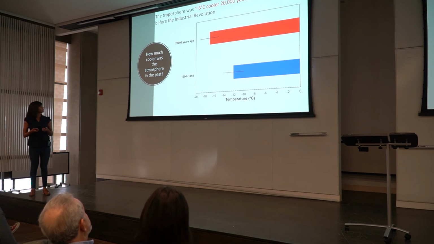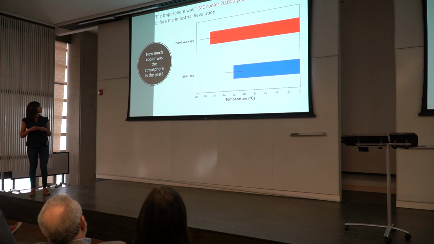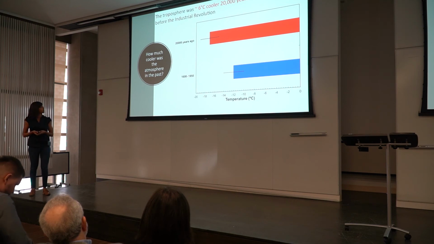Now, why does it matter that it was 6 degrees cooler 20,000 years ago? Twenty thousand years ago, the Earth was significantly different than what it is right now. The Earth was going through the time period of the Last Glacial Maximum, change to that. And with that, I thank you.